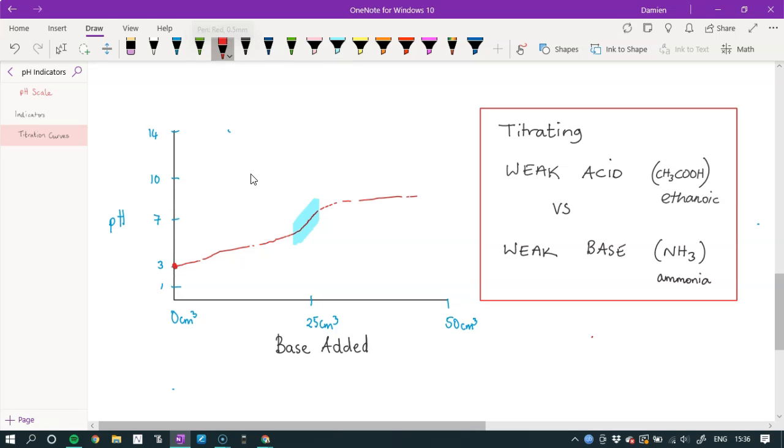So because there's not much of a direct change, there's actually no indicator that we can use to figure this out. You need a steep curve, so you need something that goes up in a straight line in order for an indicator to be able to detect the color change. Because the change here is gradual, there's no indicator that we can use when titrating a weak acid against a weak base. That pretty much finishes it for your titration curves. You don't need to know any other combinations.